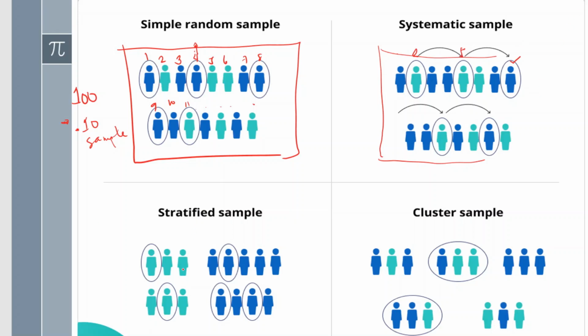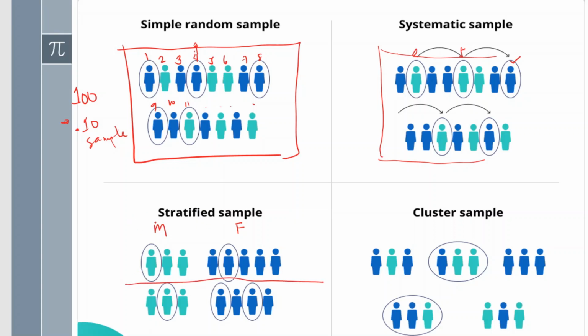In stratified sampling, if this is your general population, for example, we have male and female here, male and female. So you're going to go this one.